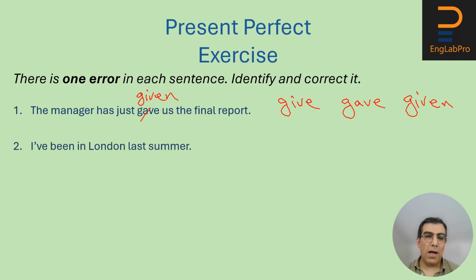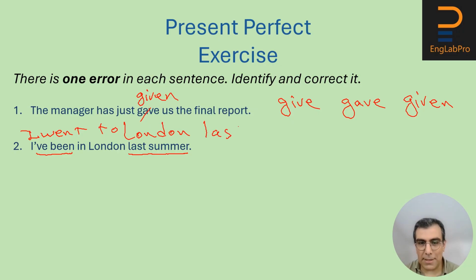Next one. I've been to London last summer. What's wrong with this sentence? Think about it for a while. Well, we have the exact time, which is last summer, so present perfect is wrong. Normally we say I went to London last summer. So we need to use simple past.